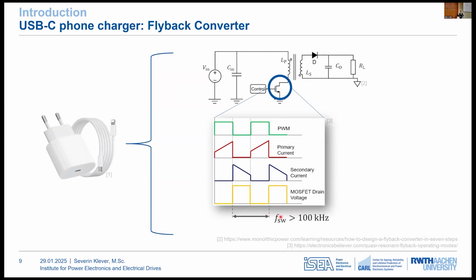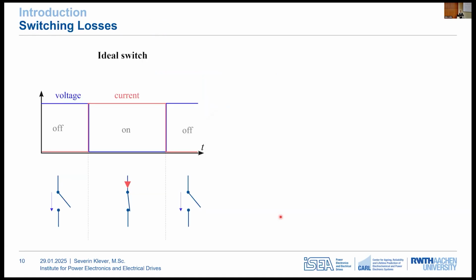And this enables a very compact design because the energy is transferred from the primary to the secondary side in small amounts. However, there's a drawback because each switching introduces losses to the system. And this brings me to the introduction of switching losses.